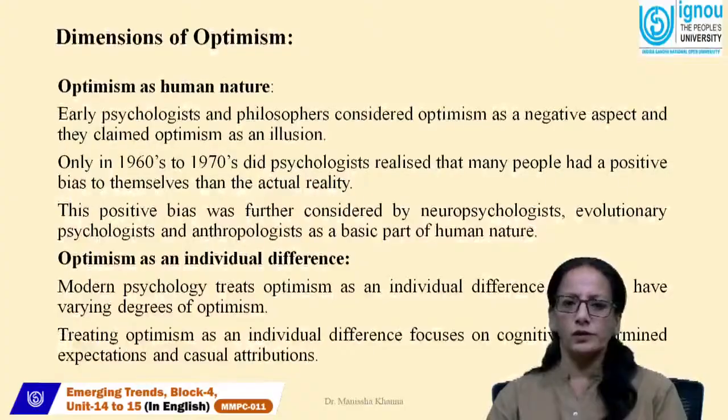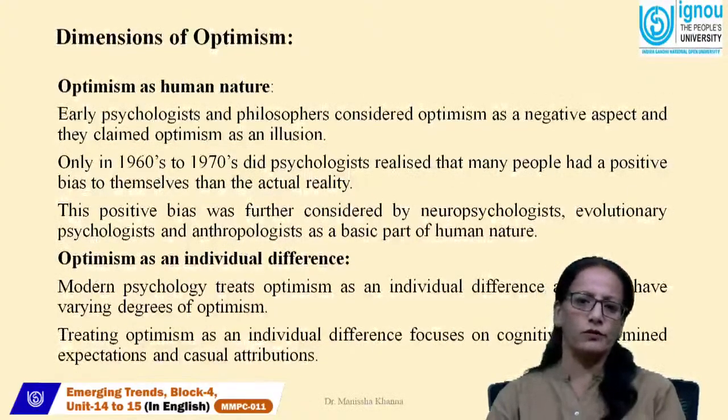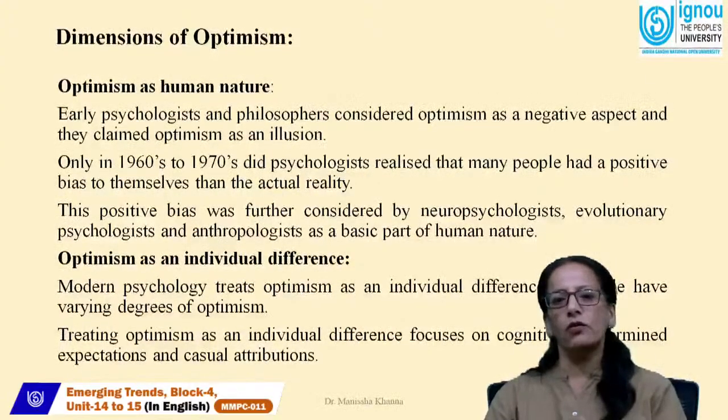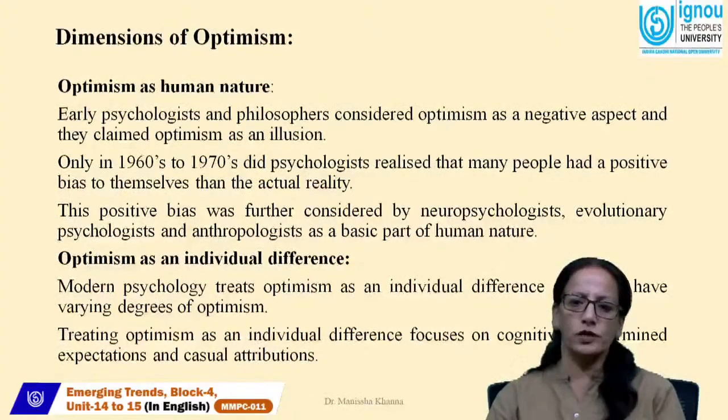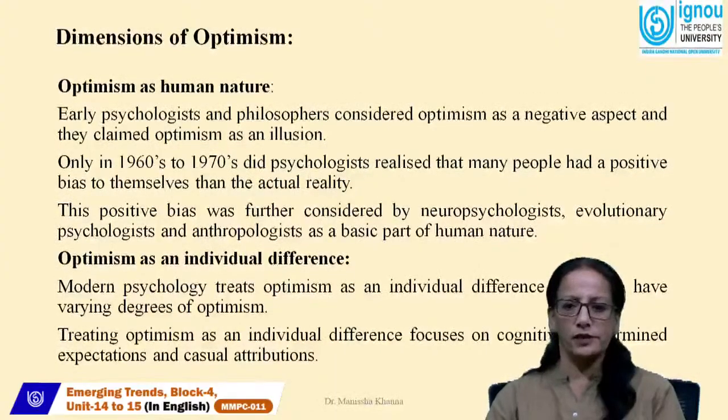This positive bias was further considered by neuropsychologists, evolutionary psychologists, and anthropologists as a basic part of human nature. When a person is seen to be positive towards themselves, positive towards whatever is happening around them, or continuing towards that particular work area, it is considered a basic part of human nature.